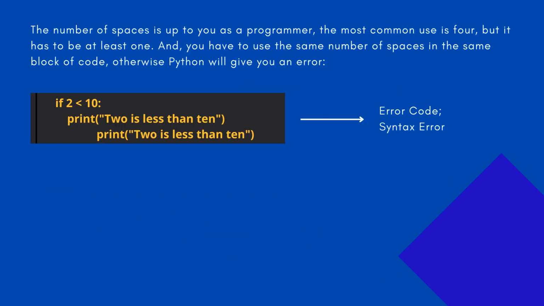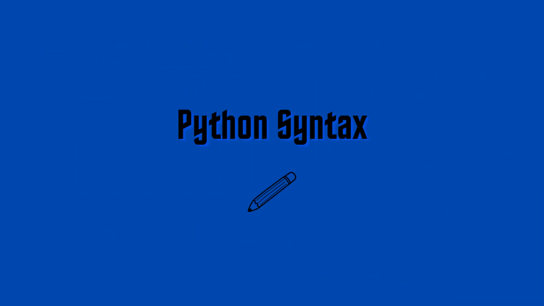And in indentation, the number of spaces is up to you as a programmer. The most common use is 4, but it has to be at least 1. And you have to use the same number of spaces in the same block of code, otherwise Python will give you an error.